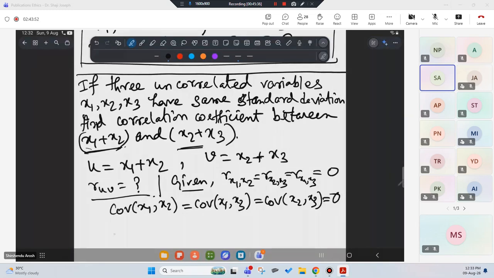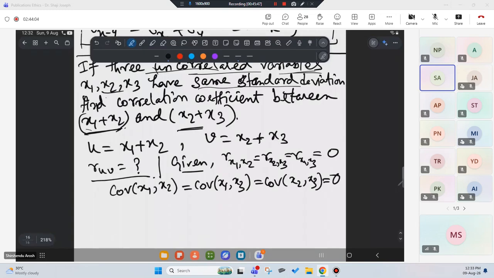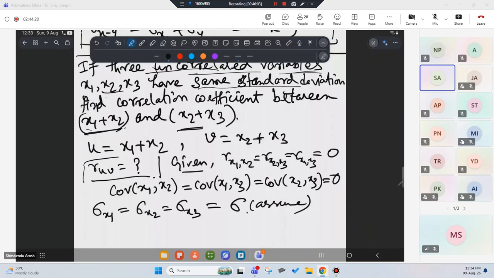So this line number 1 is basically giving you the information. Now the second is telling that they all have the same standard deviation. So let's write that. That means sigma x1 is equal to sigma x2 is equal to sigma x3 is equal to, let's say, sigma. Some number sigma. So these two things are given. I need to find out the R U V, where U is equal to x1 plus x2 and V is equal to x2 plus x3.